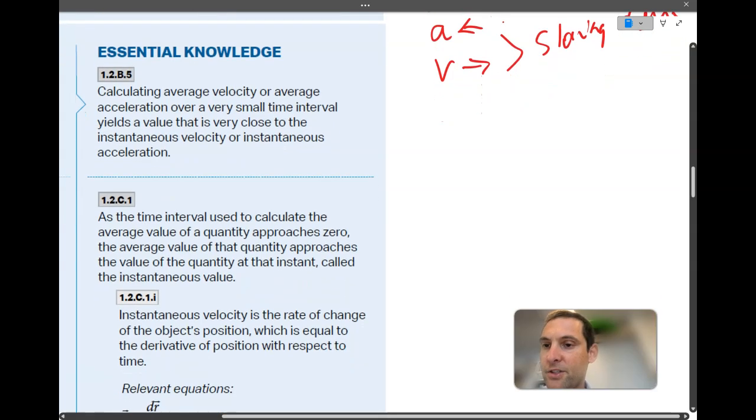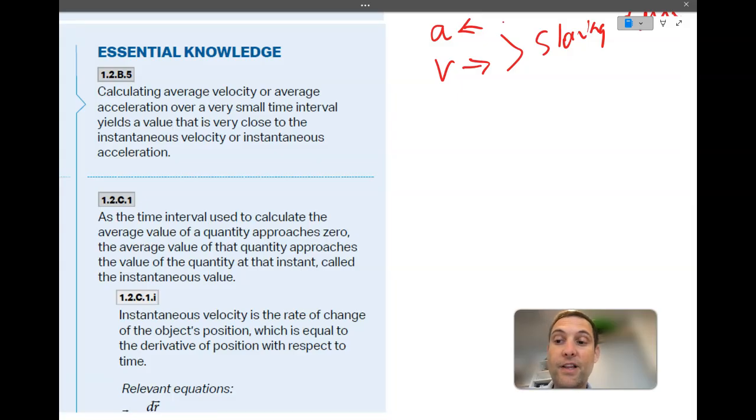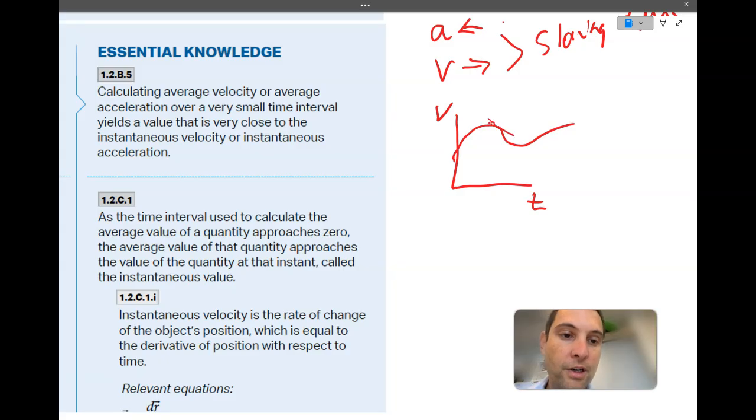Calculating average velocity or average acceleration over a very small time interval yields a value that is very close to the instantaneous velocity or instantaneous acceleration. To find our instantaneous velocity or instantaneous acceleration, let's say we have velocity versus time and we're trying to find our instantaneous acceleration. You already know what we're going to do. We're going to take the slope of that tangent line. Or we could just say a equals dv/dt. And that'll give us our instantaneous acceleration, or velocity equals dx/dt, instantaneous velocity.